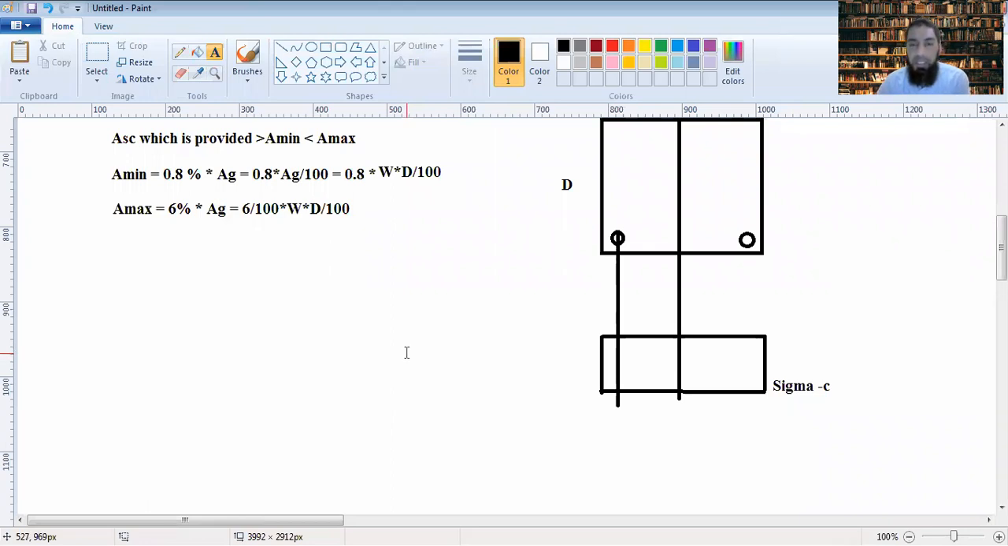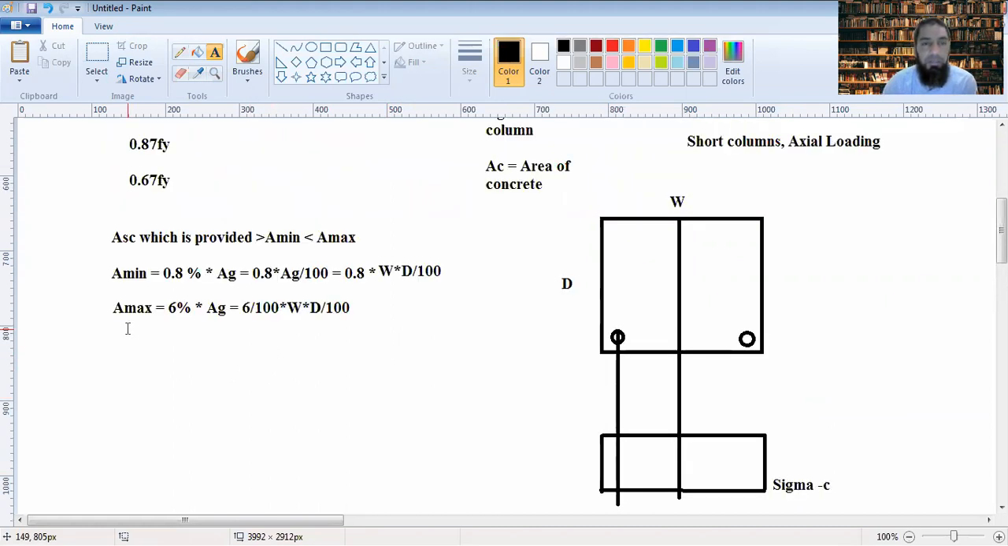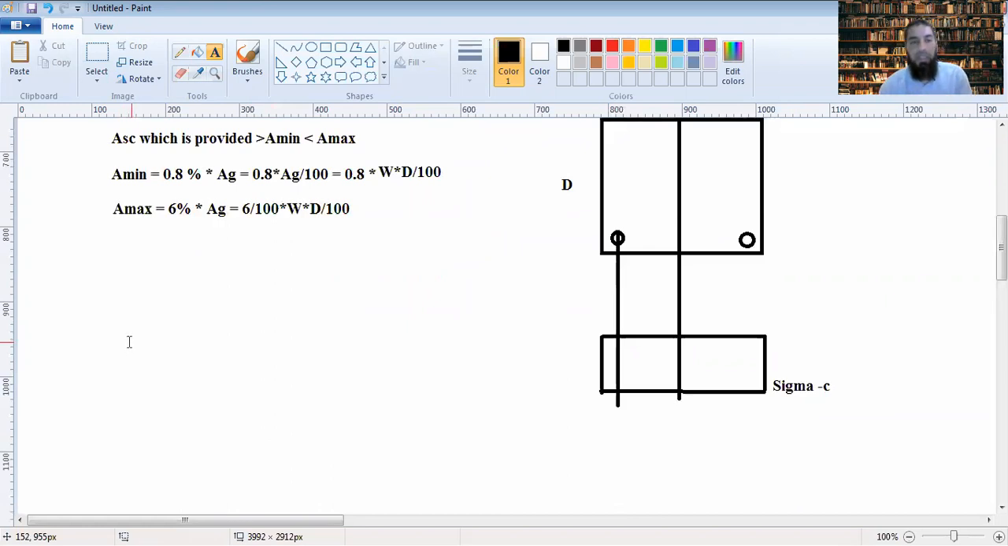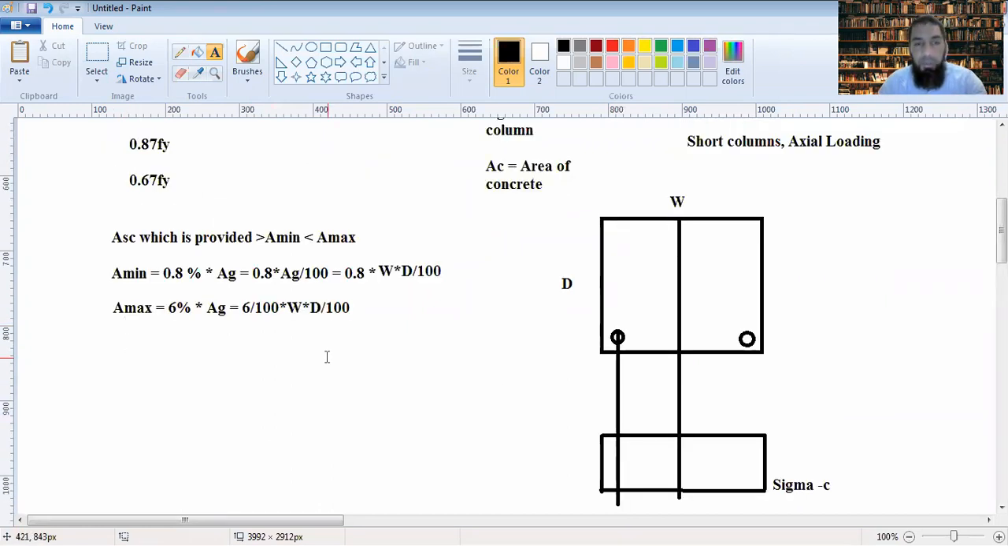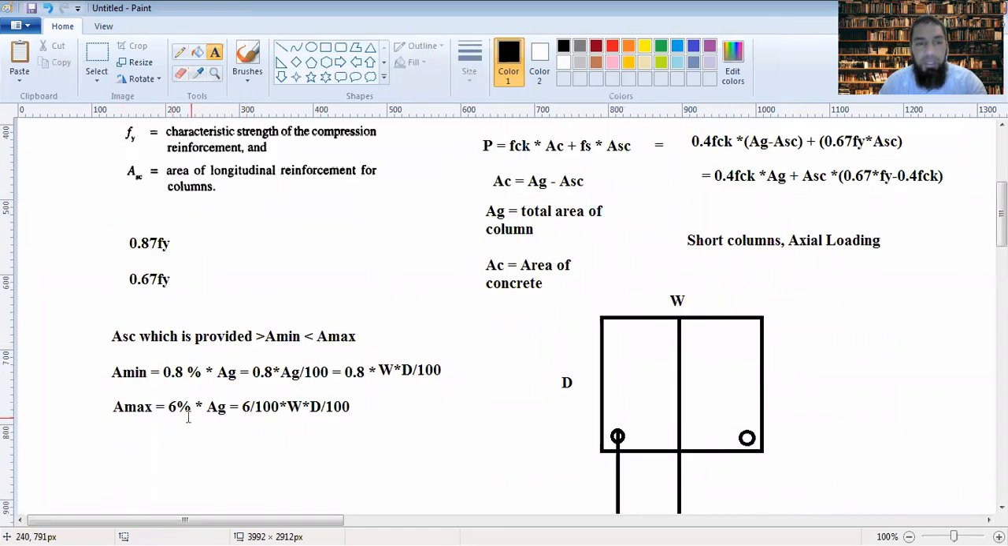Now, this is a case when you have an axial compression, which we are discussing right now. Let's not go into the tension phenomena which is happening at this moment. So you will have the maximum area of steel as 6% of Ag.